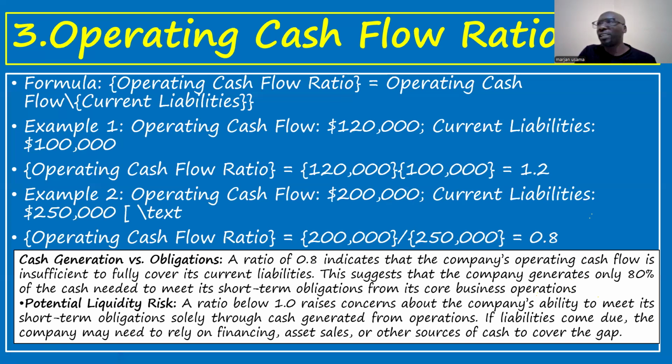Also, the formula is very clear. So you have the operating cash flow divided by what? Current liabilities. First example, you have the operating cash flow is 120,000. The current liabilities is 100,000. So what is our operating cash flow ratio? As easy as that, you just take the 120,000, which is the operating cash flow, you divide by 100,000, you get 1.2.